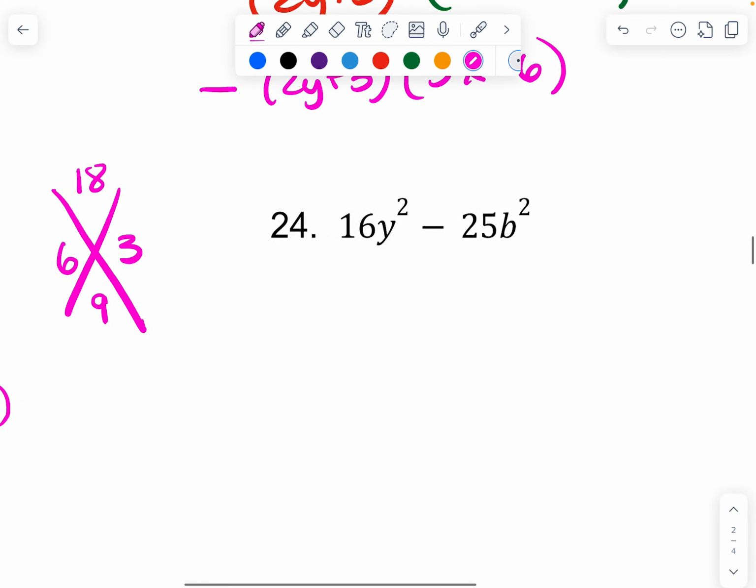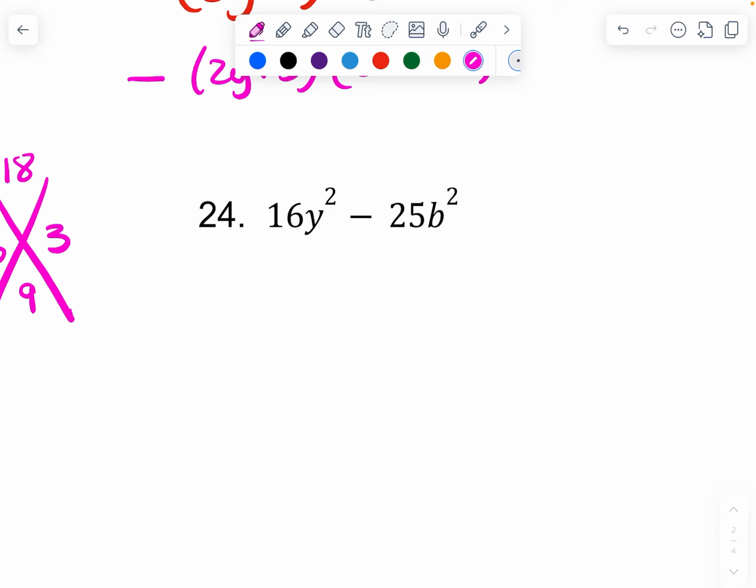Okay. Then over here, first is a square, second's a square, there's a minus sign in between. So 4y plus 5b, 4y minus 5b.